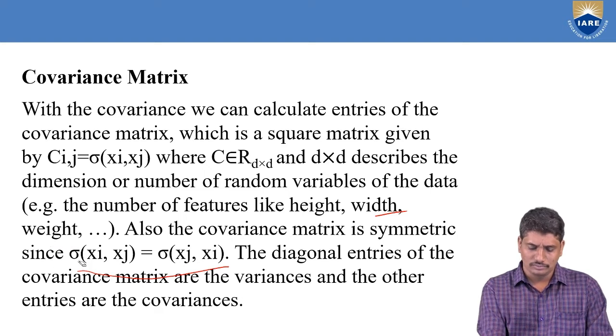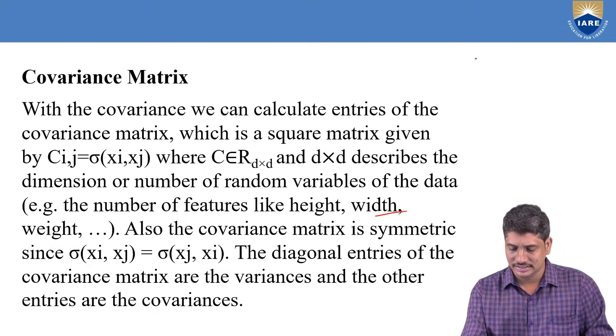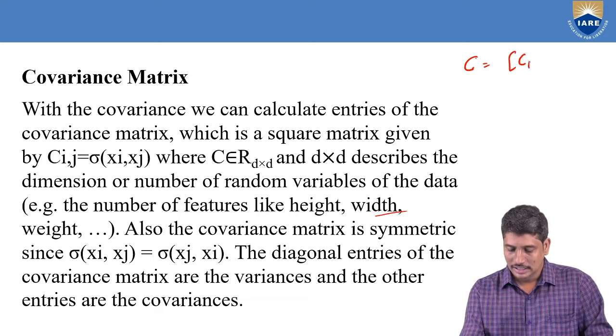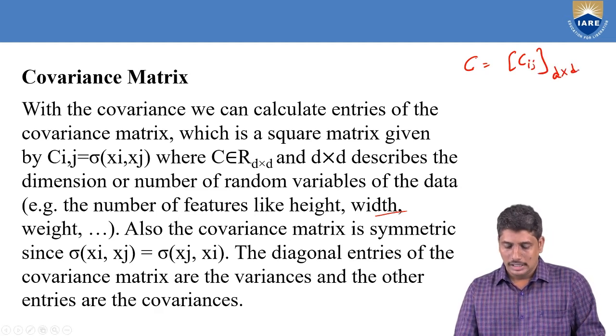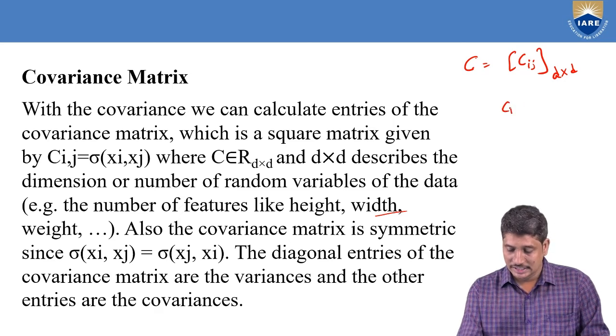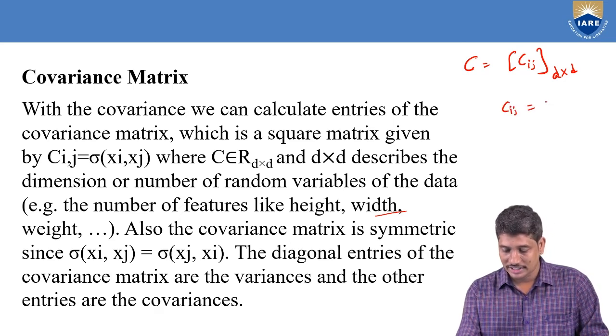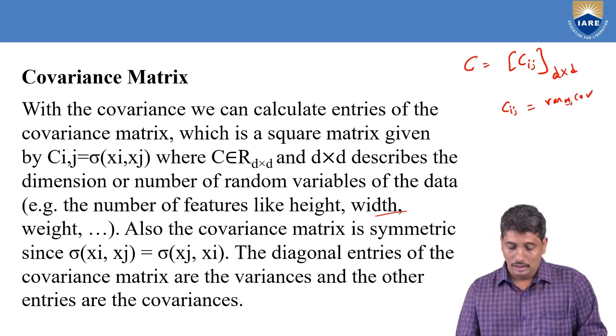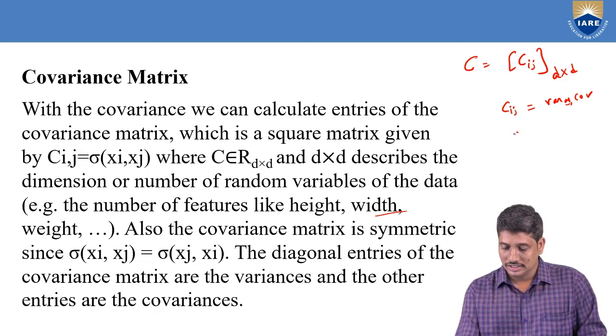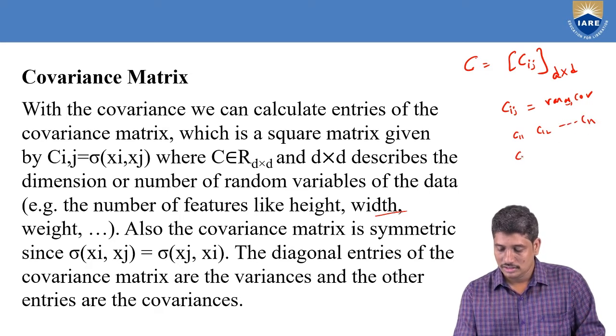See, first, the covariance matrix is denoted by C, which is nothing but a matrix Cij with an order d by d. Okay, and each Cij will be either variance or covariance. If it is variance, suppose that is C11, C12, and so on up to C1n, C21, C22, and so on up to C2n. In a similar way, Cn1, Cn2, and so on up to Cnn.